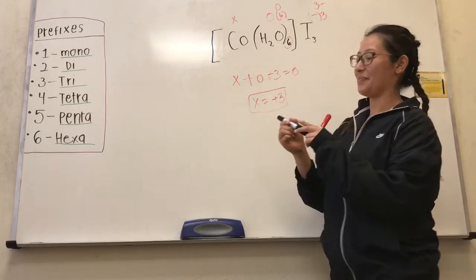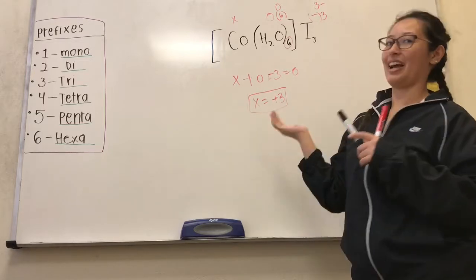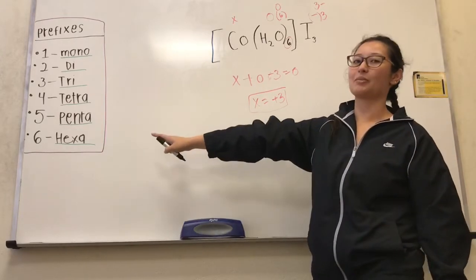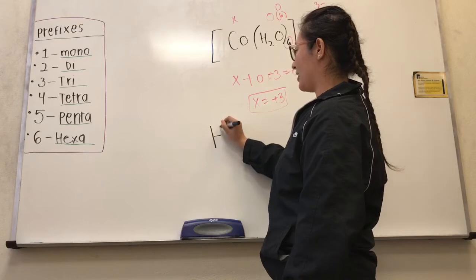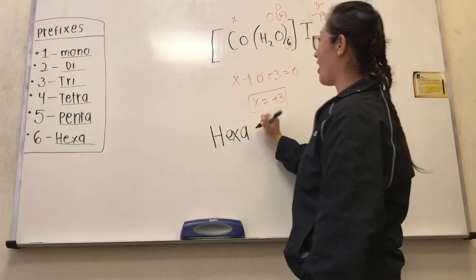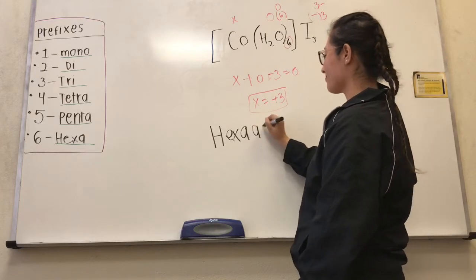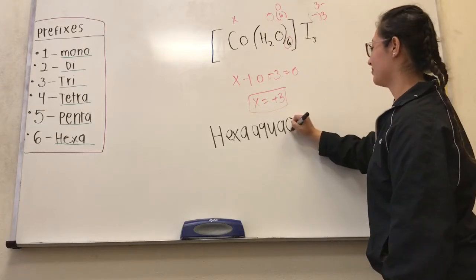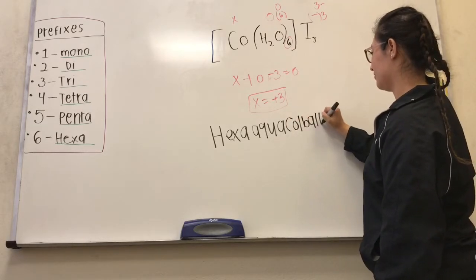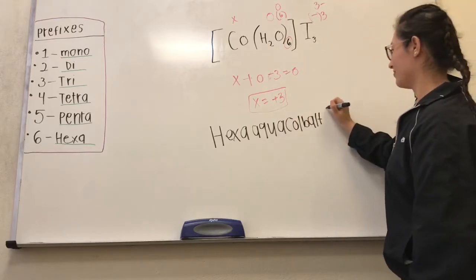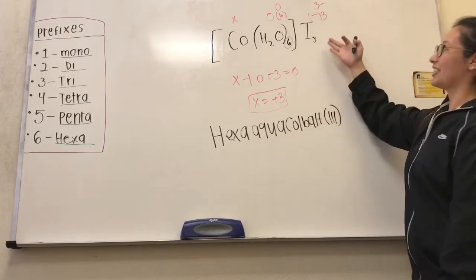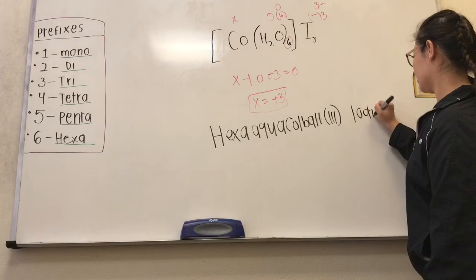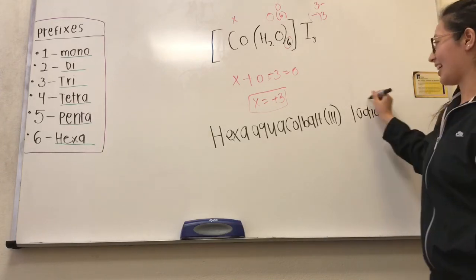When writing this out, you know that for the ligands, you're supposed to put them in alphabetical order. We have 6 here, so if we refer to our prefix table, we know that 6 means hexa. So when we're writing it out, it will be hexaaqua, because water is no longer water. And then you put your metal, cobalt, which we said was a +3 charge. And then you put your outside component, which is your iodide. And that is your answer.